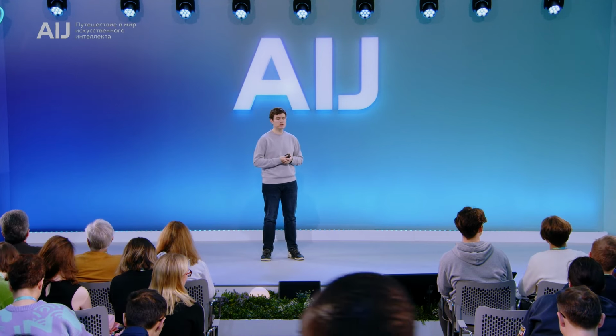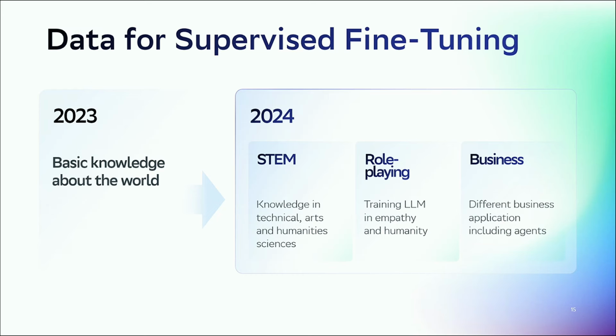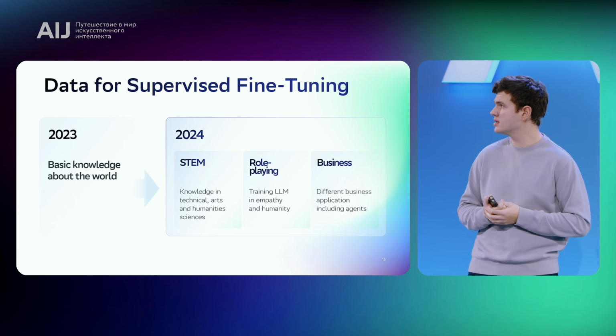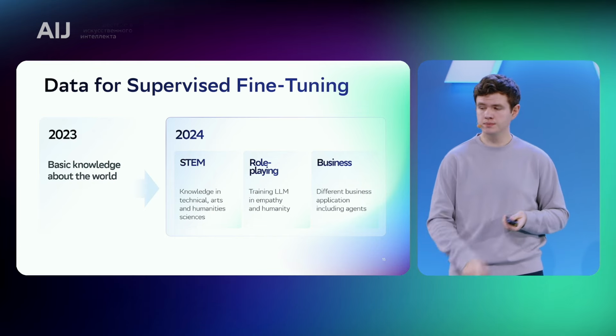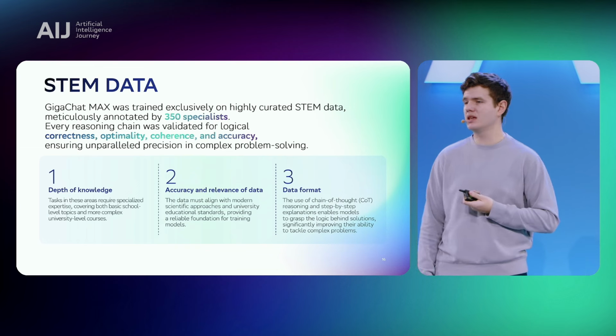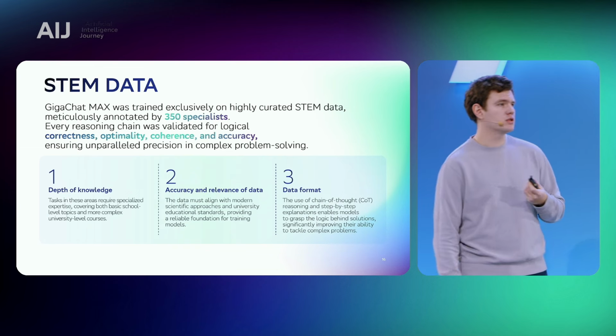In 2024, apart from that, we focused on science. That's about STEM, that you see on this slide. We improved physics, mathematics, chemistry, and other sciences. Besides, we focused on empathy and humanity, because such systems as GigaChat can do that very well. And certainly we focus on business applications of GigaChat, scenarios such as question answers, search, etc.